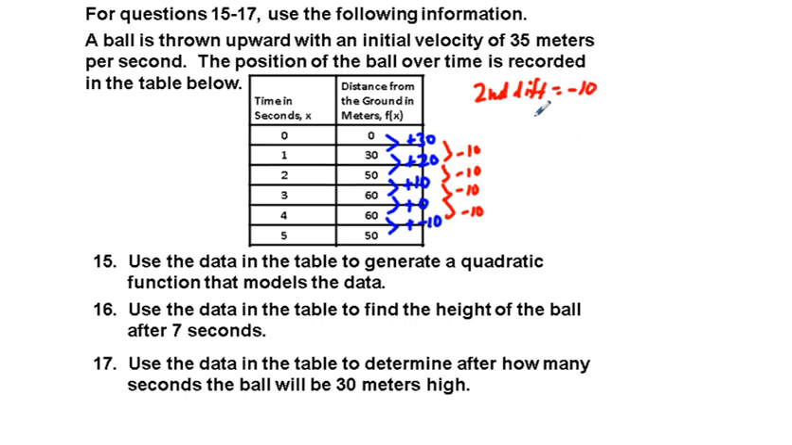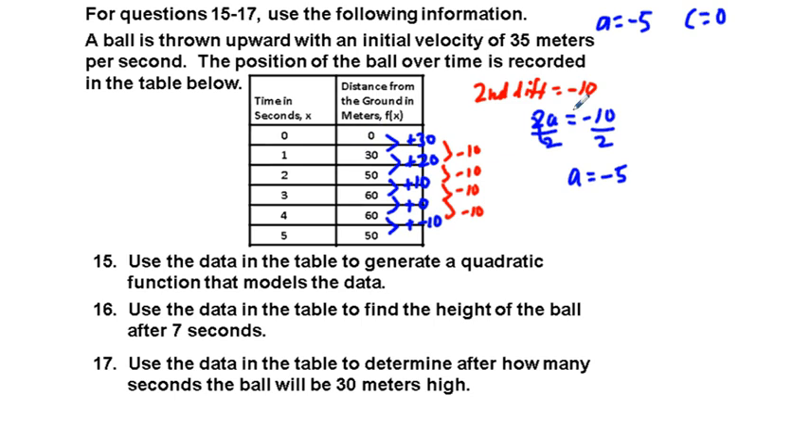And we know that 2a is going to be equal to our second difference. So 2a is negative 10. So divided by 2, a is equal to negative 5. So I'm going to put up here in the upper right corner, a is equal to negative 5. And our c is equal to 0. So c is equal to 0.